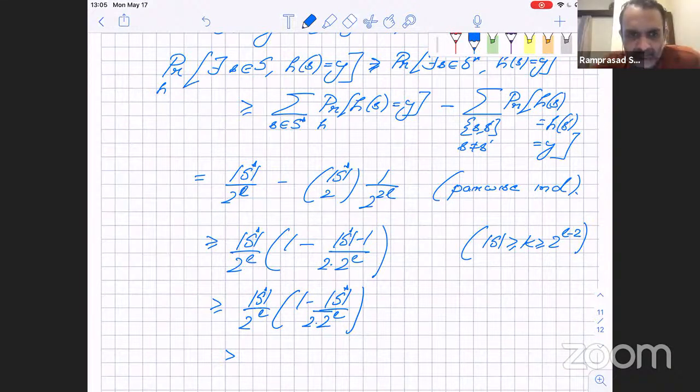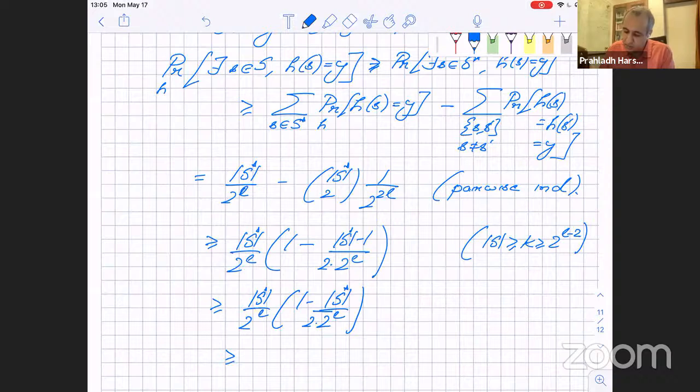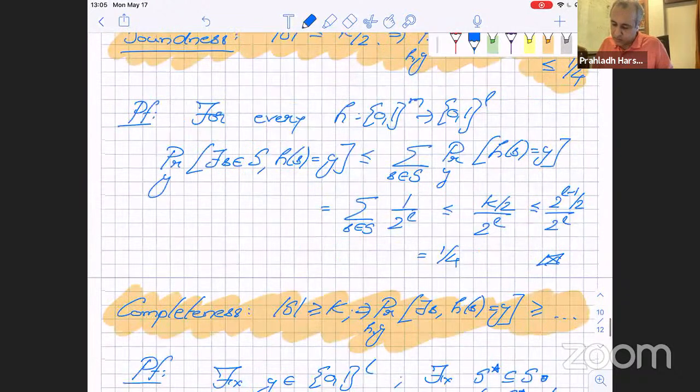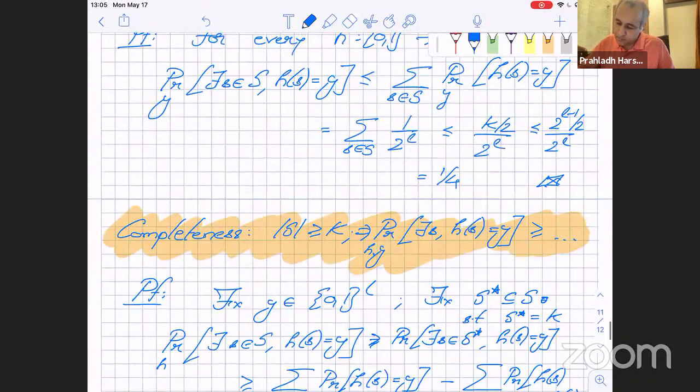All I want to claim at this point is this quantity. No, let me write it this way. This quantity is 3 by 4 times mod S star by 2 power L. Let me state it this way: 3 by 4 times mod L. This is greater than 3 by 4 times K by 2 power L in this case. And in the other case, it was less than or equal to K by 2 to the L plus 1.